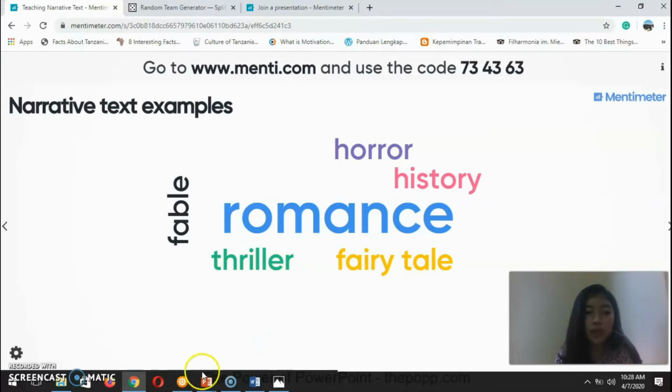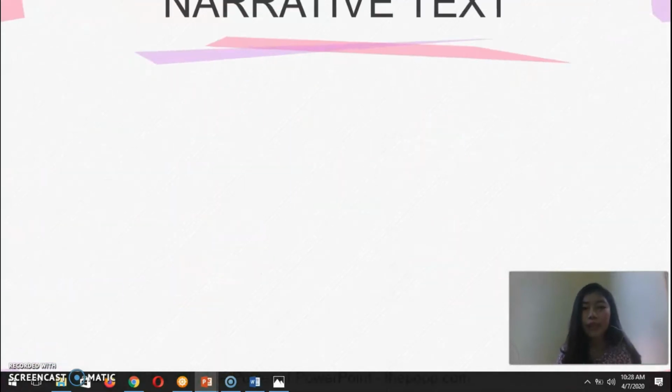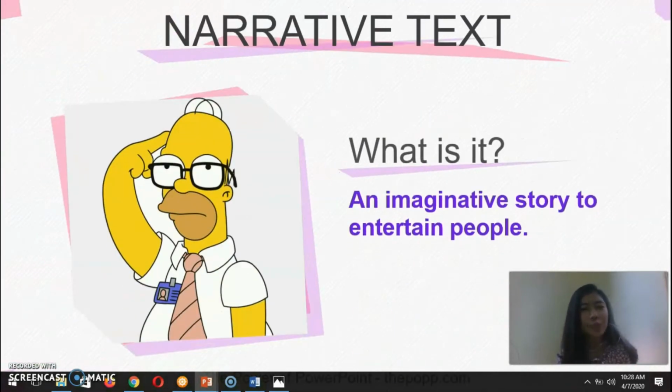Let me give you additional information about narrative text. Narrative text, what is it? Narrative text is an imaginative story. So it's not a true story, it is imaginative, meant to entertain people. Its purpose is to entertain people. That's why the story should be interesting, so that people who read the story will be entertained. So that's about the definition.